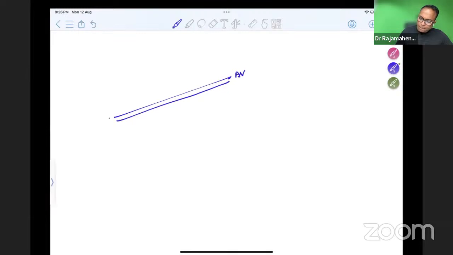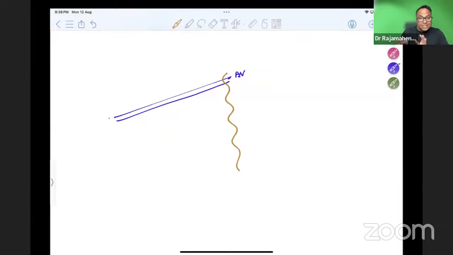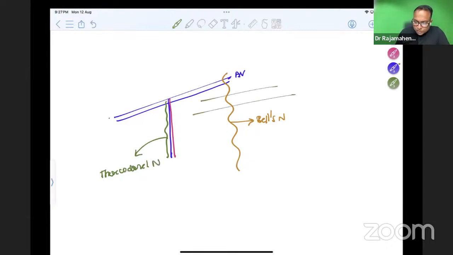Axillary vein. This is the medial-most boundary running on the chest wall. When you get an image of a nerve running on the chest wall, it is Bell's nerve. When you see a nerve running along with an artery and vein, and you are seeing a nerve running like this here, this nerve is called the thoracodorsal nerve. And these are small nerves which go like this, small cutaneous nerves known as intercostobrachial nerves.